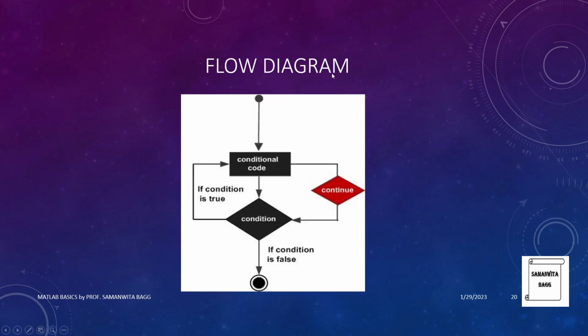This is the flow diagram of the continue statement. Say some conditional code is given. It will check the condition. If it is true, it will go back to the conditional code. If not, it will come out of the loop. But if the continue statement is used in between, then this will continue till this conditional code doesn't become completely false.